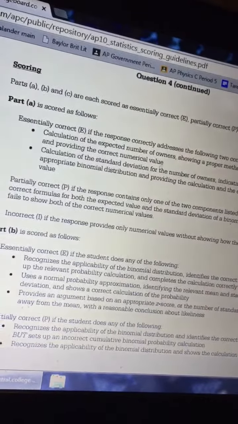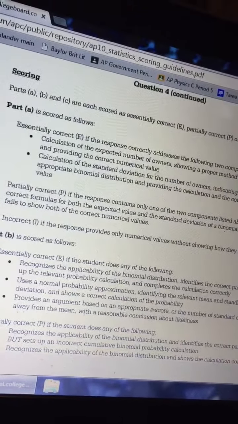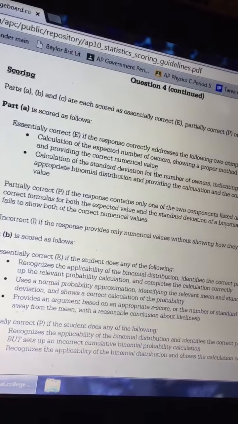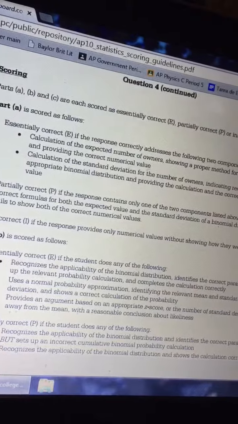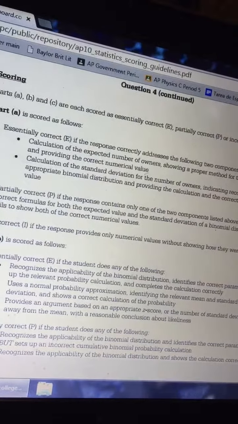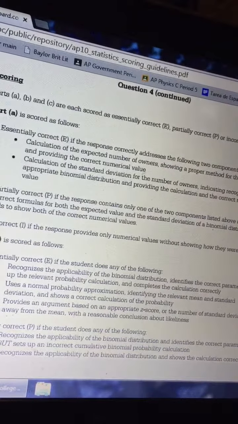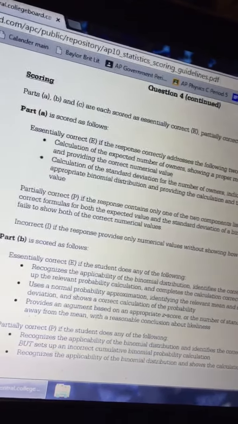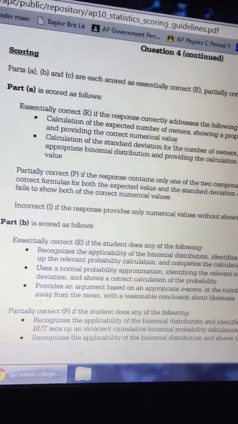To get an E, calculation of the expected number of values showing proper method for calculation and providing the correct numerical value, and the calculation of standard deviation for the number of owners indicating recognition of the appropriate binomial distribution and providing the calculation of the correct numerical value. So that's how we're going to get an E, and that's what we're striving for.